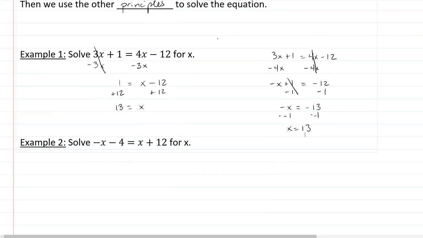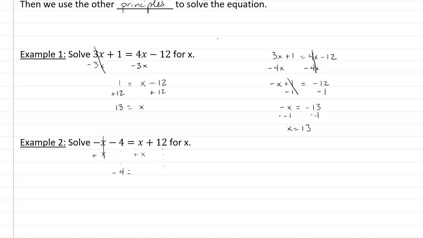Let's solve another equation. Solve negative x plus 4 equals x plus 12 for x. So I'm going to just add x to both sides to start off with. I'm going to use the addition principle, mostly because I don't like negative variables. I think it's prettier to have positive variables. So let's just add x to both sides. Why add x? So that these will cancel here, and I bring down the 4 and the 12 like normal.